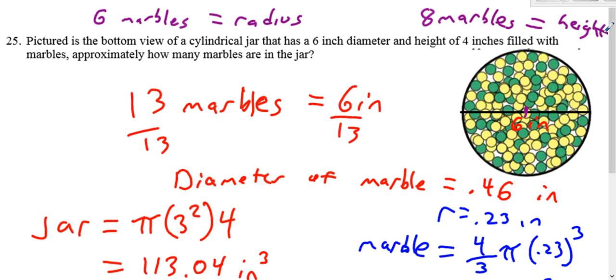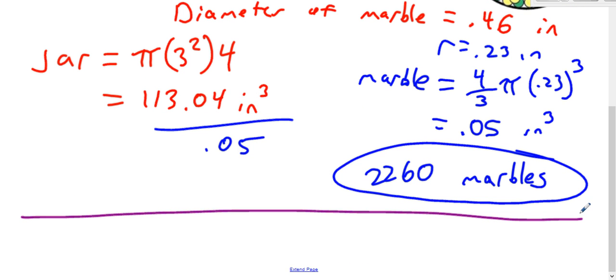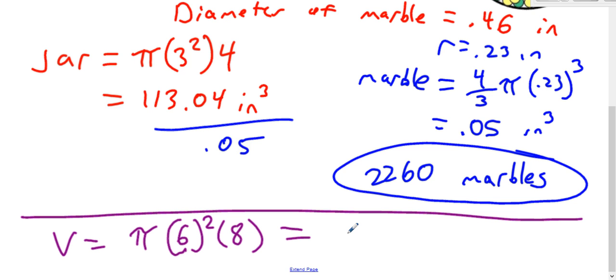And then you just find the volume in terms of marbles. So there's your radius, there's your height. And you do pi r squared times h. So pi times 6 squared times 8. Which only gives you about 904 marbles.